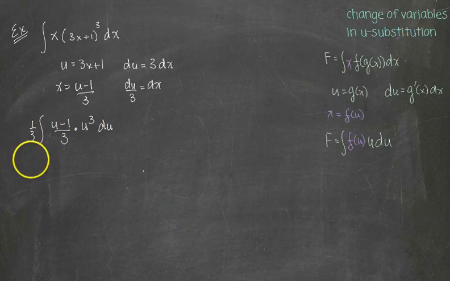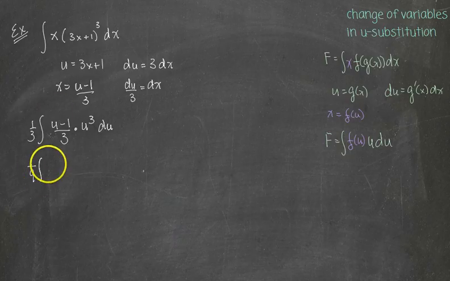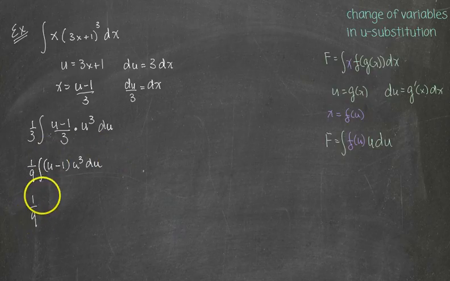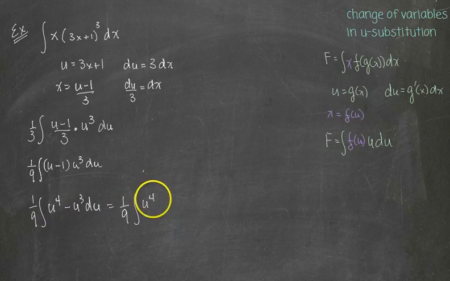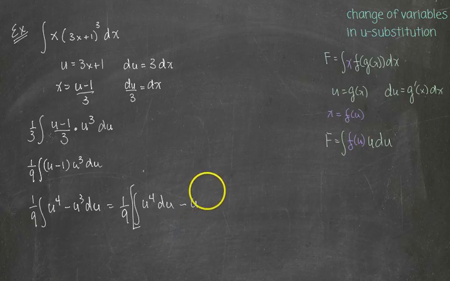3 can be brought out here, so I have 1/9 times (u minus 1) times u cubed du, and now I'm going to distribute to make it a polynomial. u cubed times u is u to the 4th, minus u cubed du, and I'm running out of room, so I'm going to work across. 1/9 times the integral of u to the 4th du minus, well, the 1/9 applies to everything, minus the integral of u cubed du.